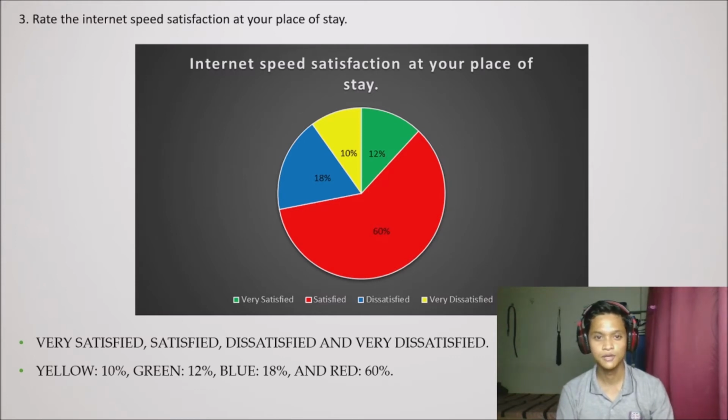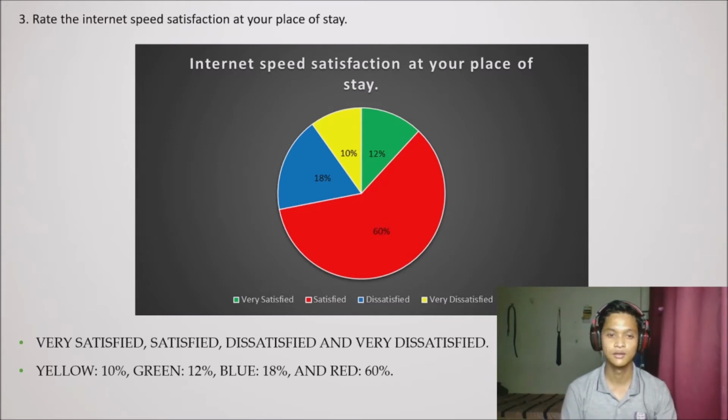The yellow segment, which is the smallest segment out of all, shows that only 10% of the respondents picked very dissatisfied. After that, the green segment, the second smallest, recorded only slightly above 10% and is for the respondents who picked very satisfied. Afterward, the second largest segment, with the blue hue, accounted for less than a quarter and is for the respondents who picked dissatisfied.